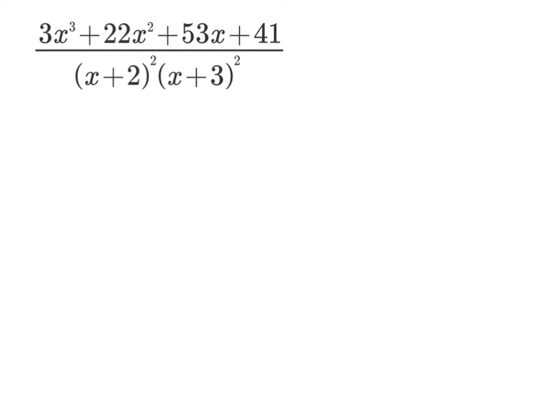Find the partial fraction decomposition of the rational function. Now, warning, I'm going to do some of the math. The math that's new, I'm going to do, and the math that's old, I'm just going to skip through for the sake of the time of this video.